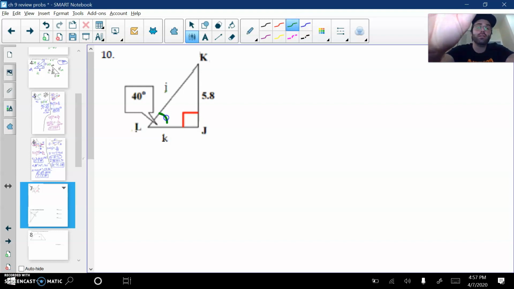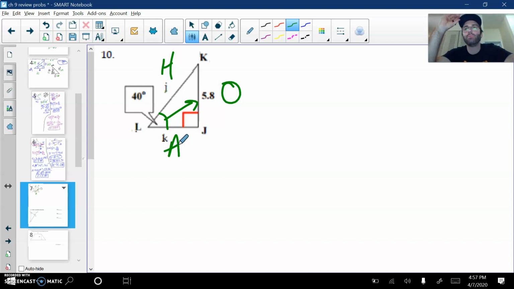All right, so here's my given angle. 40 is the given angle. This is my opposite. This is the hypotenuse. This is the adjacent. So again, the problem comes up. What do I do? How do I solve? What am I supposed to do? I can't use A and H, all right? No, but we can use O. So we'll use O and we'll find A.